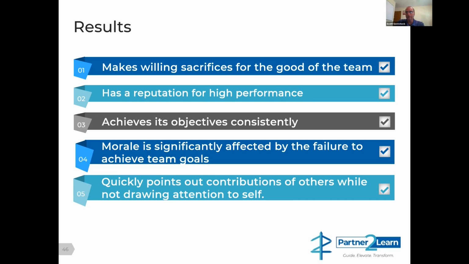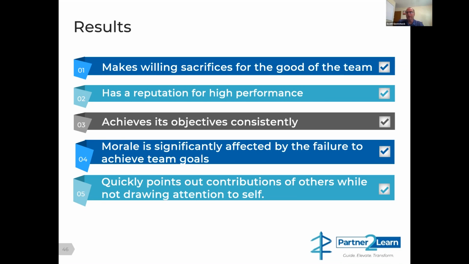Your morale is significantly affected. If you fail to do something, that means if one person fails, the whole team feels it. And there's a sadness, there's a disappointment that we didn't meet every piece of this. And we quickly point out contributions of others while not drawing attention to self.